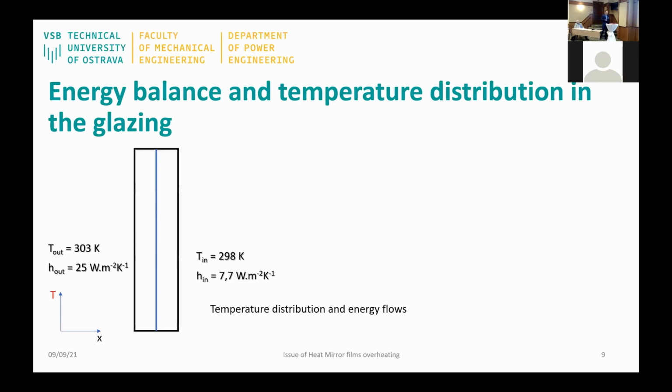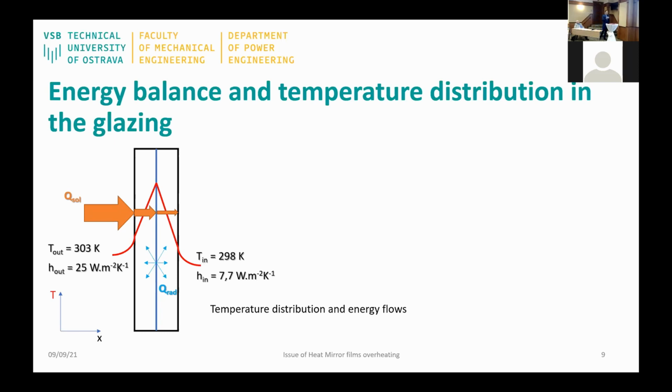So now you can see a cross section of glazing with outside and inside conditions given by temperature and heat transfer coefficient. This is a temperature distribution with the highest point in the polymer film, the heat mirror film. And this is heat input, sorry, this is a heat input on the polymer film. So this is Q, solar radiation, and this is heat output.